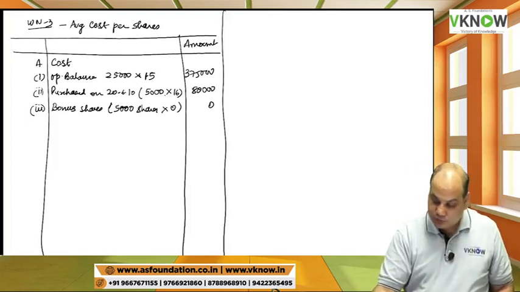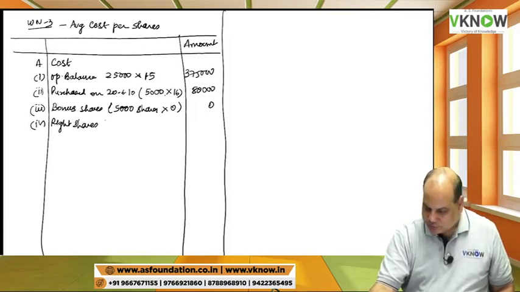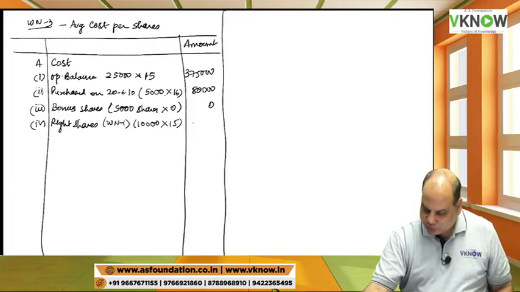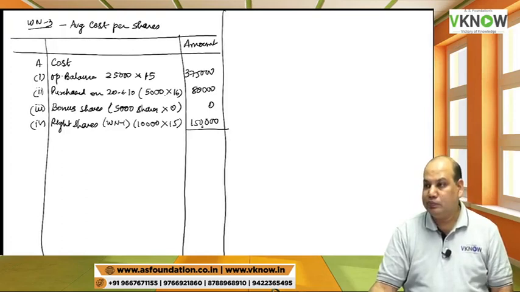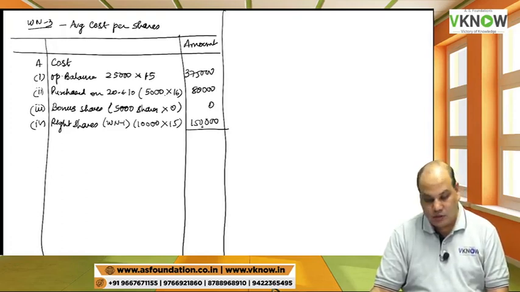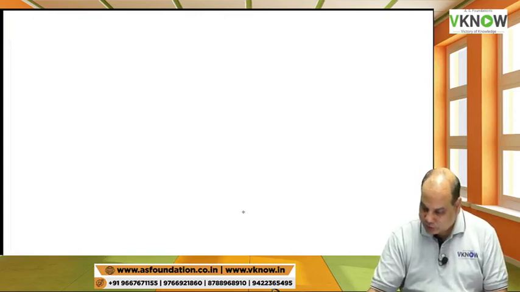5,000 into 0. And one more thing, you have purchased right shares. You can check in working note 1, 10,000 shares at 15. So that is your 1,50,000. Give me this total, 3,75,000 plus 80,000. Is it 6,05,000?